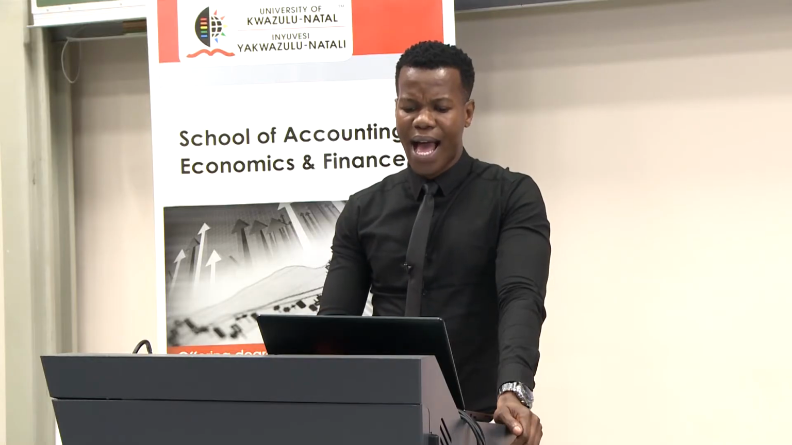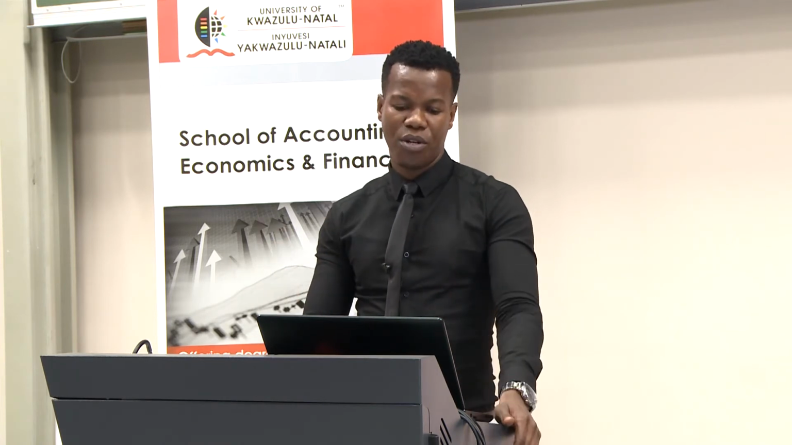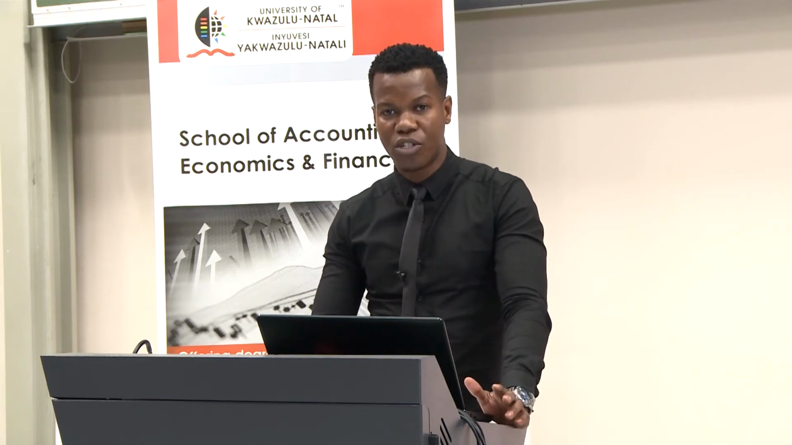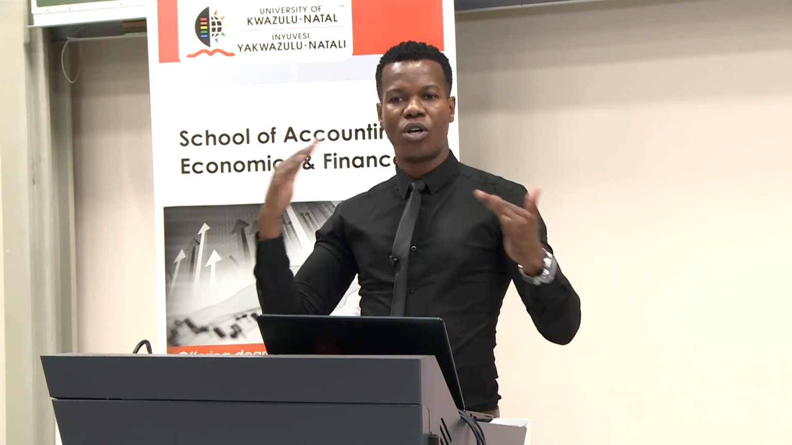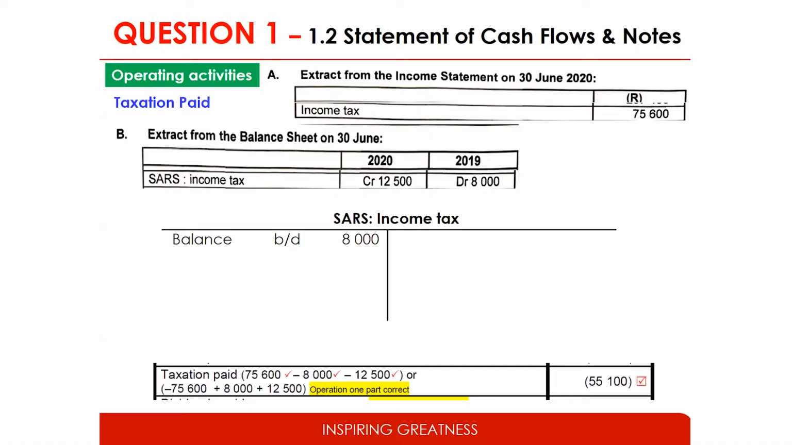Now, ideally, there are 2 ways in which you can do this. You can look at the information that is given to you and basically do the calculations in your head, with a huge risk, obviously, that you might miss something or get it wrong. So I would say get a piece of paper, just write your ledger account, put your SARS income tax account in your general ledger.